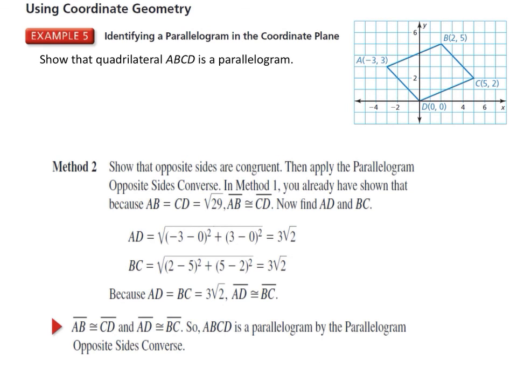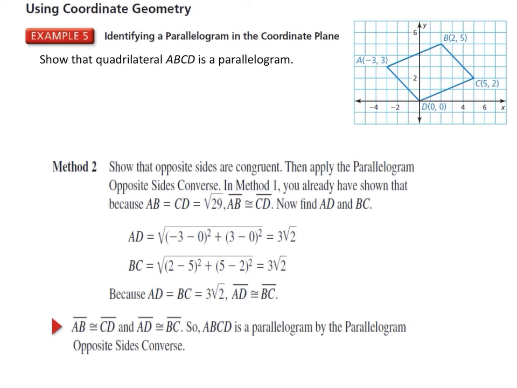Our second method could be that we show that opposite sides are congruent, both pairs of opposite sides. And that would be, we would apply the parallelogram opposite sides converse. In method 1, we already showed that AB equals CD, which equals square root of 29. Therefore, segment AB is congruent to segment CD. Now we want to find the length of AD and the length of BC. In order to do that, we're going to use the distance formula once again. So we plug in all our x and y values for each of the vertices.